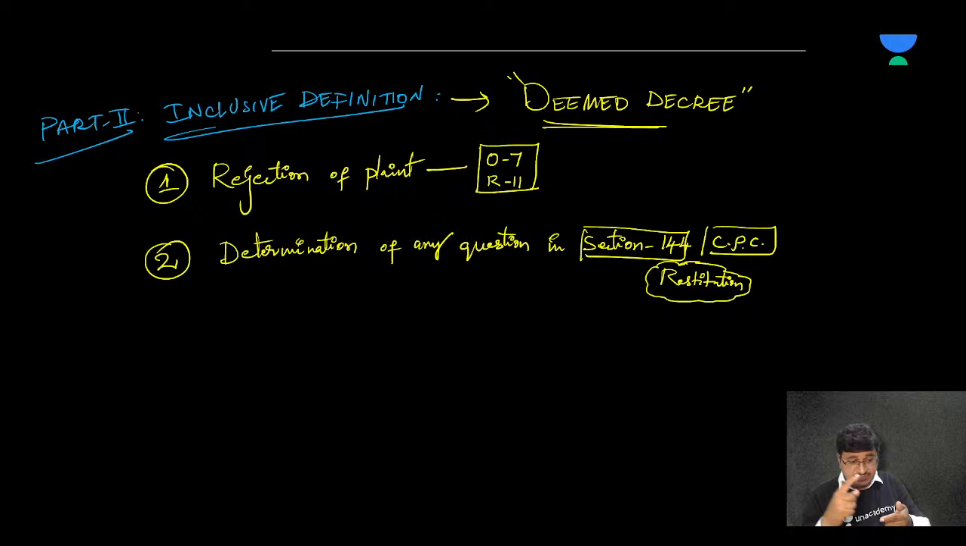Therefore, even though any right of the party is determined, or if the court adjudicates any matter or all the matters involved in any application filed under Order 7, Rule 11, or any application filed under section 144 of CPC, the order passed by the court in these two applications can also be deemed to be a decree, friends. It is the meaning of the inclusive definition.